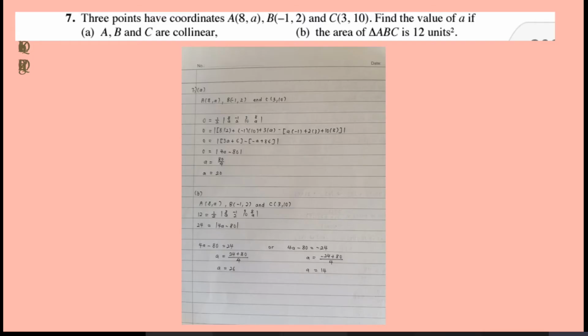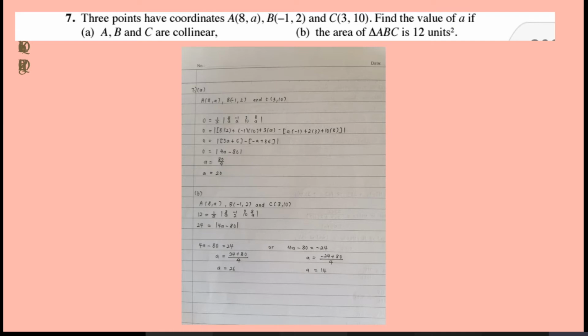A, B, and C are collinear, so 0 equals 1 over 2 modulus 8a, -1, 2, 3, 10, 8a. 0 equals modulus 8 times 2 plus -1 times 10 plus 3a minus a times -1 plus 2 times 3 plus 10 times 8.